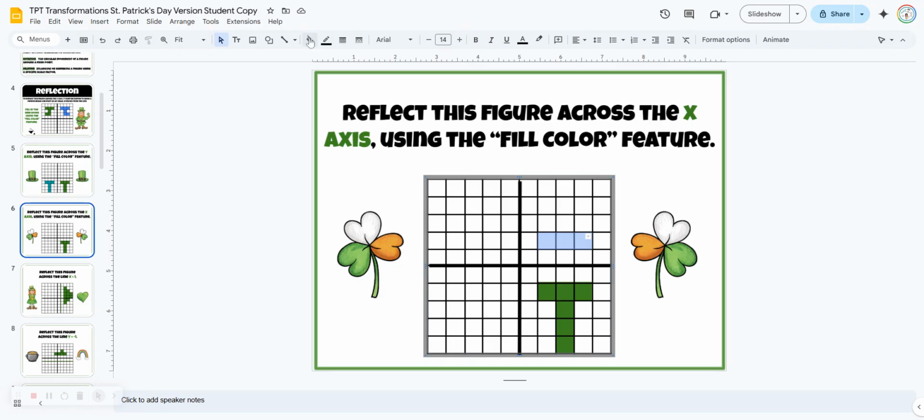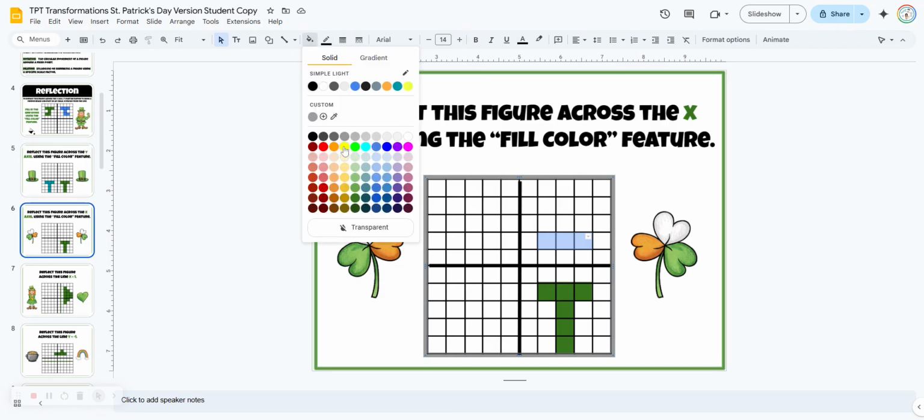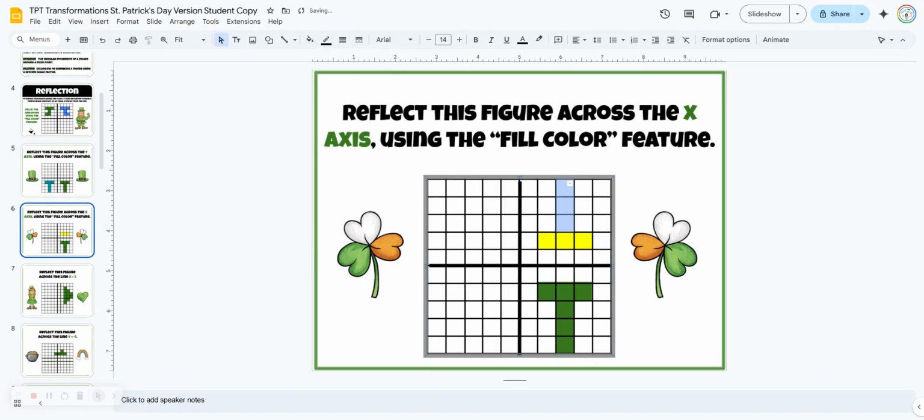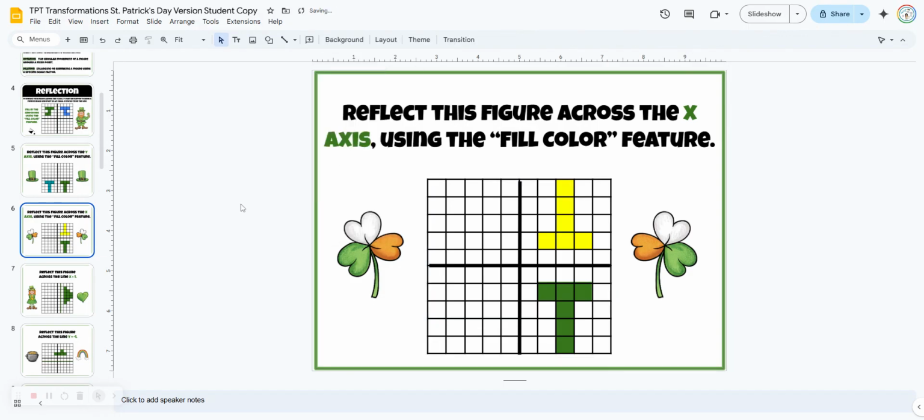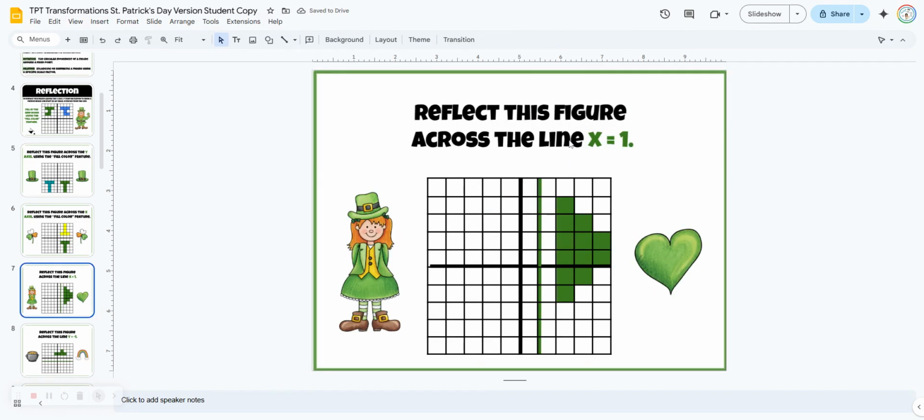So it's going to be straight up. It's going to look something like this. And again, they can choose any color they like. The next slide has them reflecting across the line x equals 1. So again, it's going to be a mirror image, but this time it's going to be equal distance from the line.